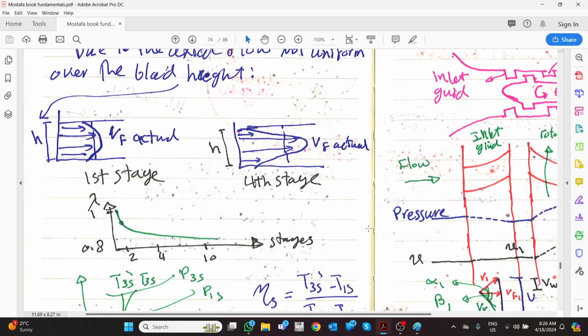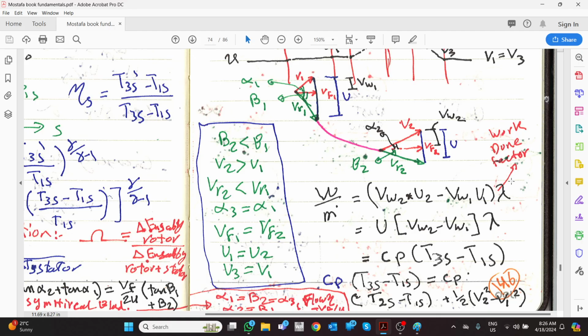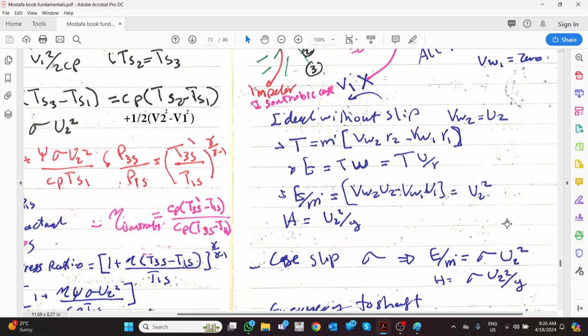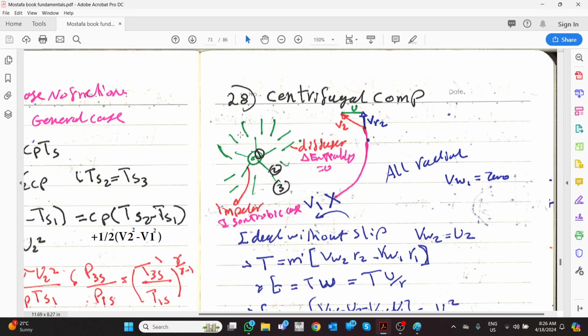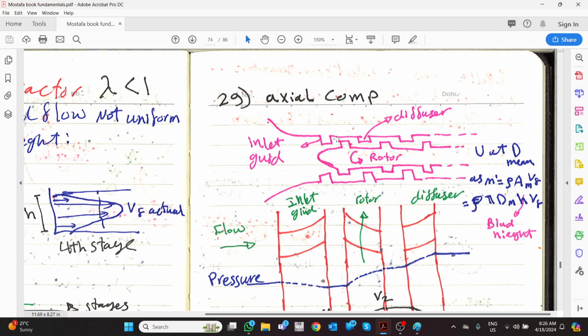Okay, now let's define what the work done factor is. We know before we had a slip factor, which is because it is rotating, so there is slip. Now in the axial compressor, we don't have that slip factor. Why? Because it's axial flow, which means if here is higher pressure than here, it is rotated in this direction, and if the slip is going to happen, it needed to happen like this.